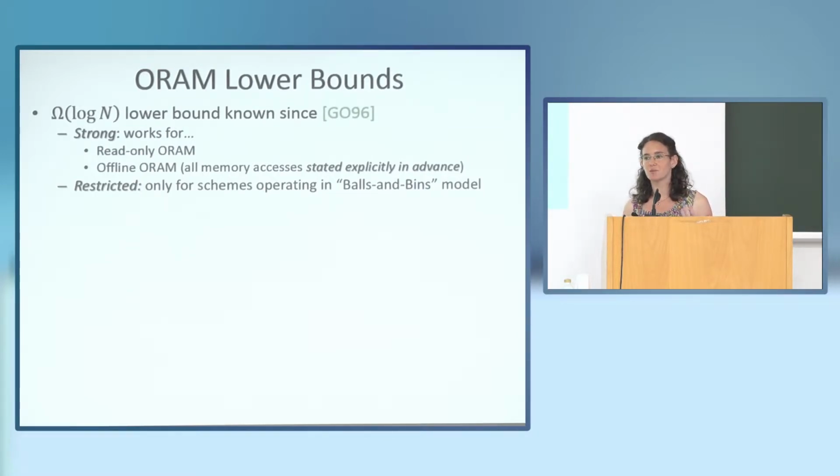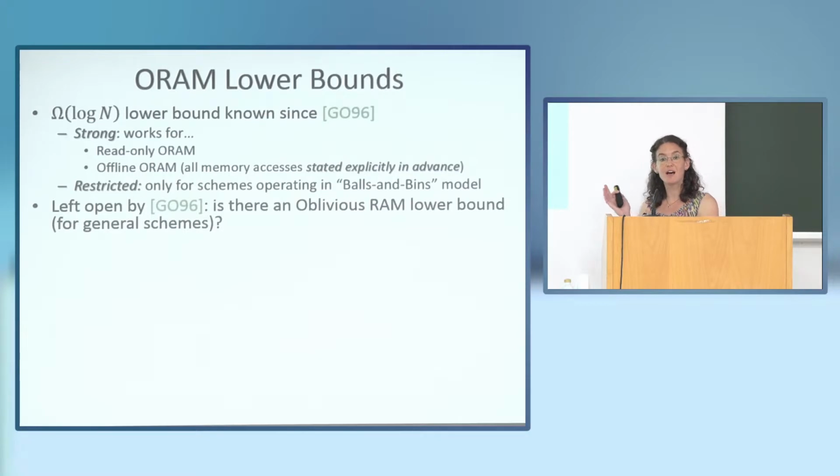And this is the balls and bins model, which basically means you have no way of encoding the virtual memory. You just take the database blocks, the data blocks, you think of them as balls, you put them in bins on the server. What can you do? You can move them around, but you can't do anything other than that. So true, most Oblivious RAM schemes that we know work in this model, but still this says nothing about general schemes. So the main question left open by this work in terms of lower bounds was, what can we say about general schemes? Do we have such a lower bound?